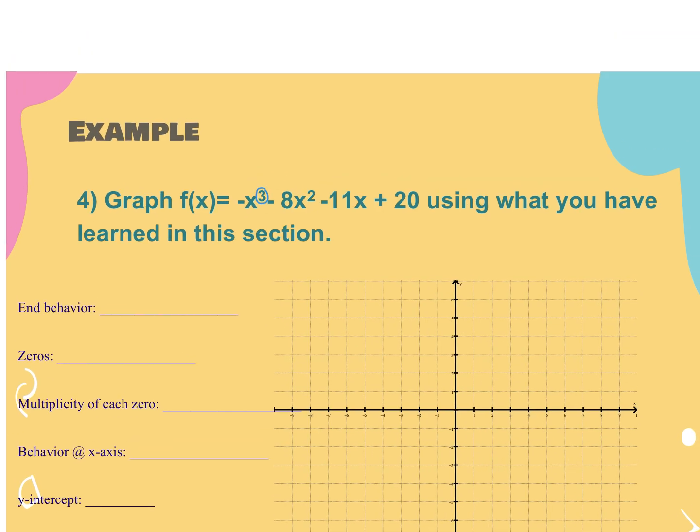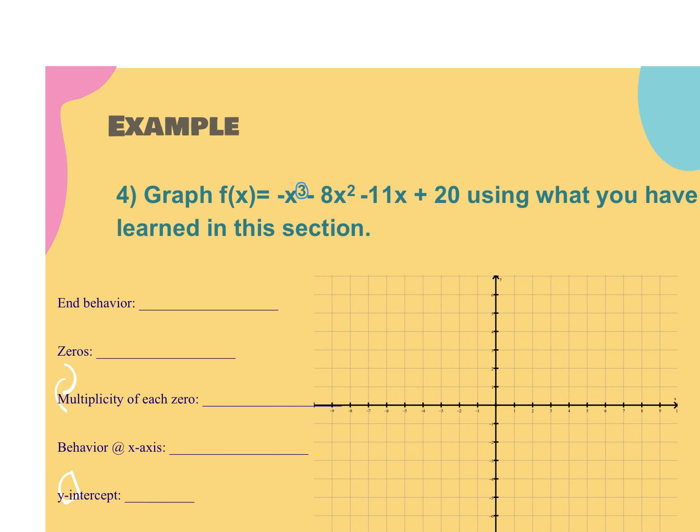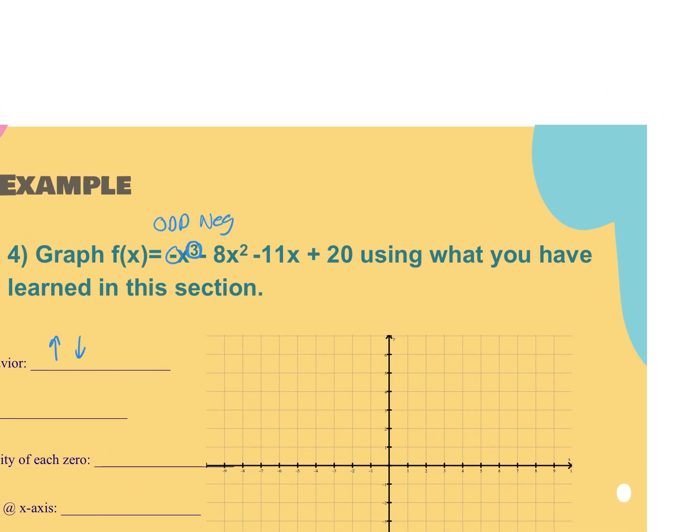All right, now let's first determine the end behavior. Like I just mentioned, this has an exponent of 3, which is odd, and the leading coefficient is a negative number. So this is an odd negative. It's actually going to go up and then down, right? So the opposite of the last two, all right? And now let's find our zeros, all right? So we would test possible rational roots. So plus or minus factors of the last, which are 1, 2, 4, 5, 10, and 20, over factors of the first, which is just 1.